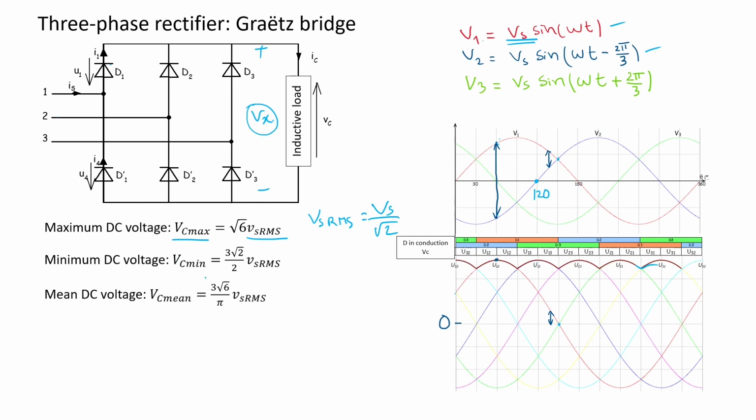And VC mean means this value here. And then the mean value, which is between the max and the mean, is around here. Yeah, this one. Okay.